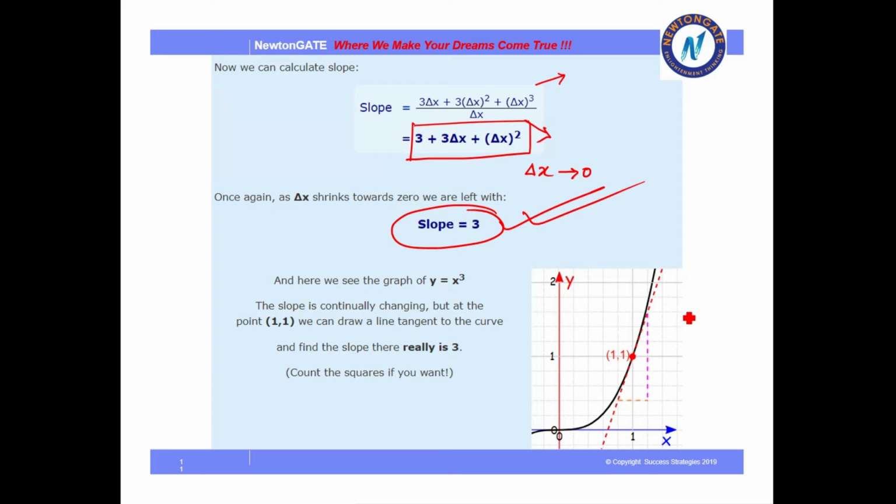Now what would have happened if we had taken the slope from the graph? How can we find that? The slope, as you can see from the curve, is continually changing, but exactly at the point (1, 1), you can draw a tangent to the curve and you can find that the slope is actually 3. So we can say that the process by which we find the slope is the same as we used in differential calculus. Again, this process is known as differentiation using the first principle.